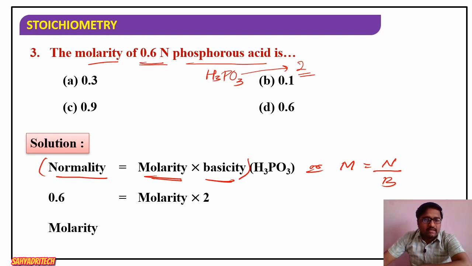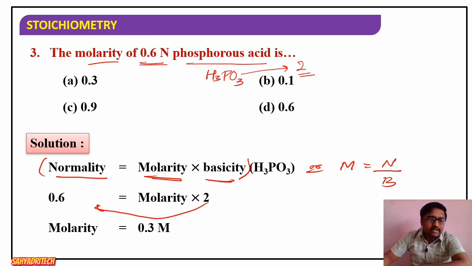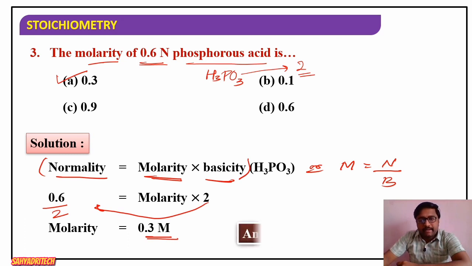So molarity is equal to 0.6 divided by 2. If you rearrange, 2 taken to the other side, it will be 0.6 divided by 2. So how much? 0.3 molar. Or I can say moles per liter. So what is the option then? Option A is correct, 0.3 molar.